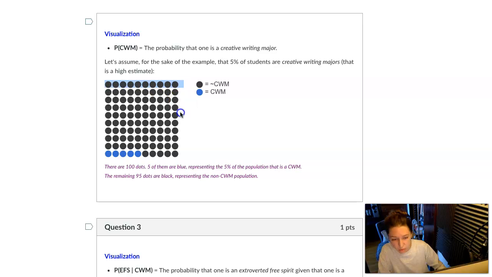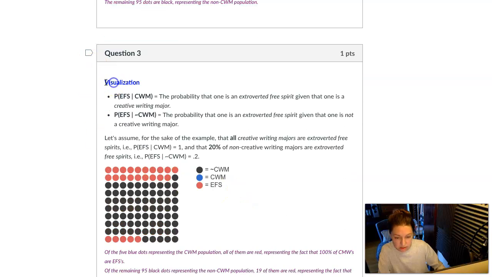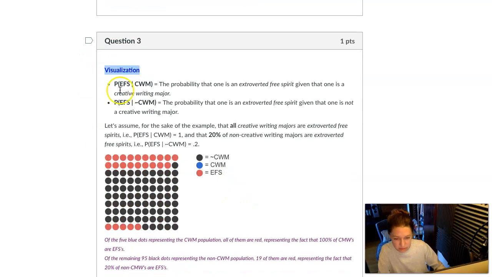So if we have 100 dots, let's make 5 of them blue to stand for the creative writing majors, and all the black dots are not creative writing majors. And that's what this says here. Now let's visualize some additional probabilities. What's the probability that one is, and remember this bar means given that, let EFS be the extroverted free spirit personality type. What are the odds one has this personality type given one is this major, creative writing?